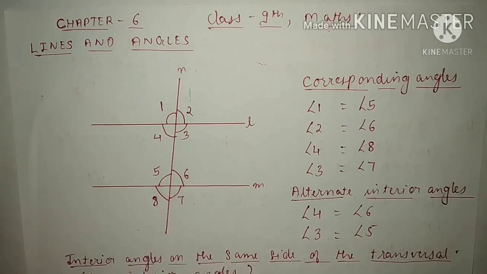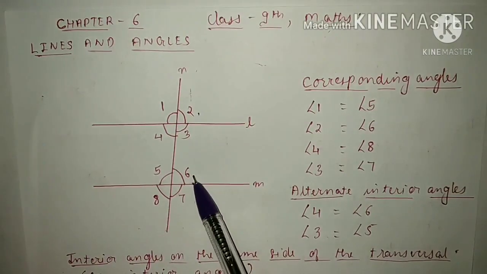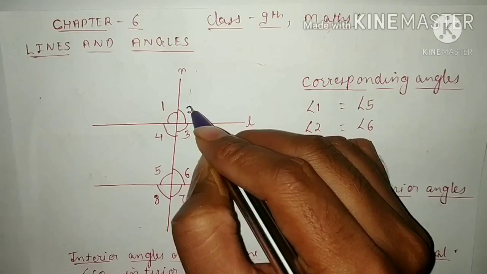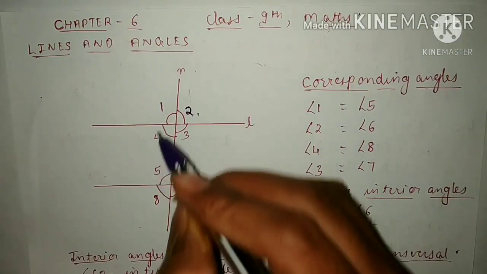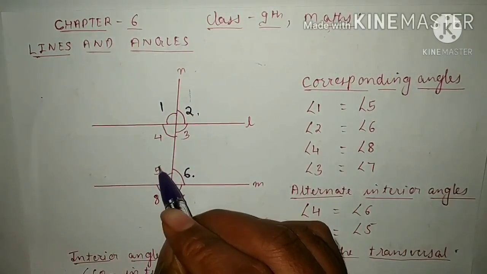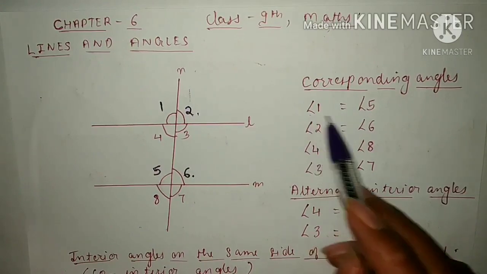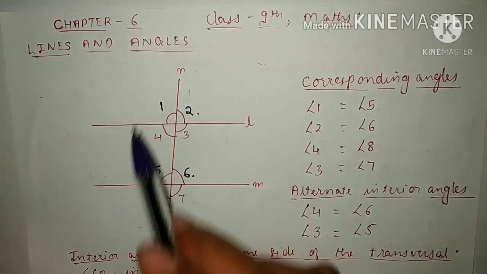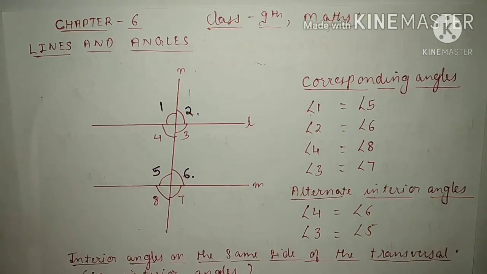Now in this figure, angle 2 is equal to angle 6. See, this angle 2 is equal to angle 6. Angle 1 is equal to angle 5. See, angle 1 equals angle 5, angle 2 equals angle 6, and these angles are called corresponding angles. Now two more corresponding angles are there.